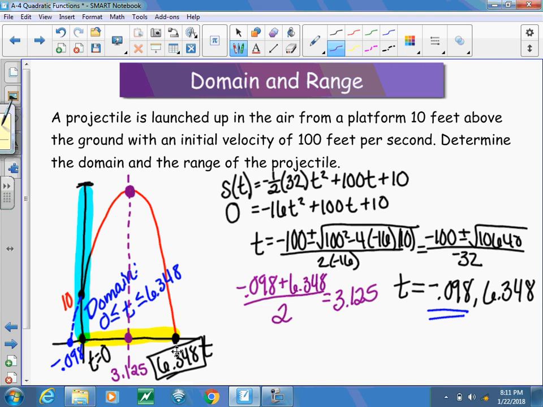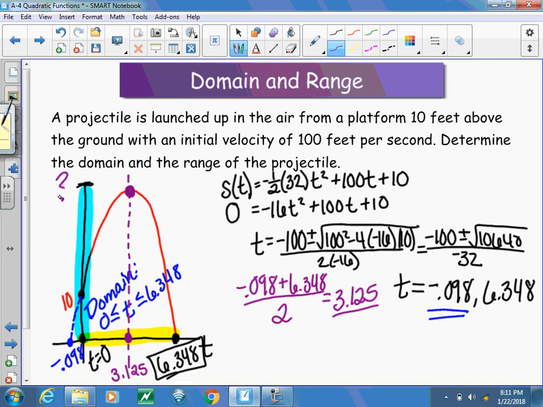Now you have to be careful that you're not doing the midpoint of 0 and 6.34, because that 0 right here is not where the symmetry is. The symmetry is from that negative 0.098. All right, so we know that at 3.125 seconds, the projectile was at its maximum height.